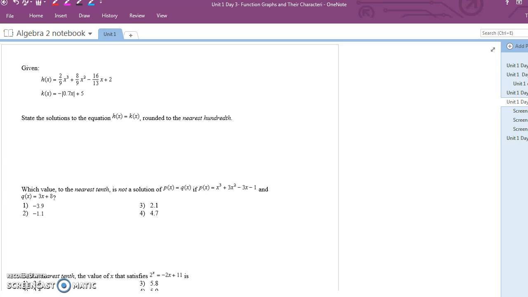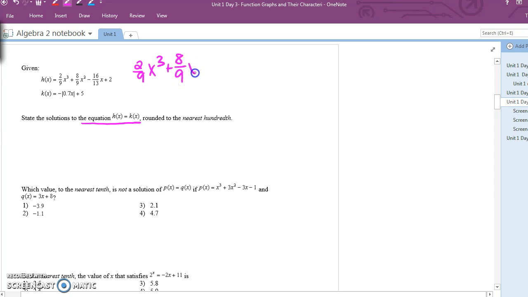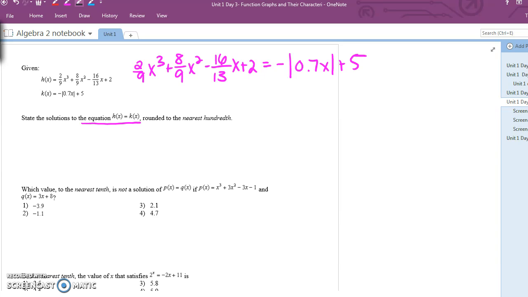So we're given two functions here on the first problem, and it says state the solution to the equation h of x equals k of x rounded to the nearest hundredth. Well, if I substitute h of x, it's 2 over 9x cubed plus 8 over 9x squared minus 16 over 13x plus 2 equals negative absolute value 0.7x plus 5. Yuck. I really don't want to solve that. Look at all those fractions. We got an absolute value. That's a mess.